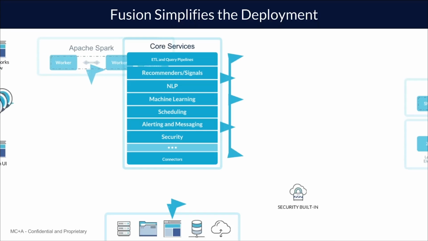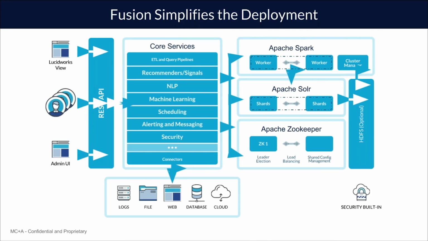So, at the end when we came up with Fusion, we said, okay, let's take what's on the right side of your screen, Spark, Solr, and Zookeeper, and let's abstract that essentially, and then we'll put all of our core services into Fusion, whether it's connectors, pipelines, security, etc. We'll allow connectors to bring data in, and then we will create the UI, whether that's the admin UI, the analytics UI, or Lucidworks View on the side, so we simplify the deployment.